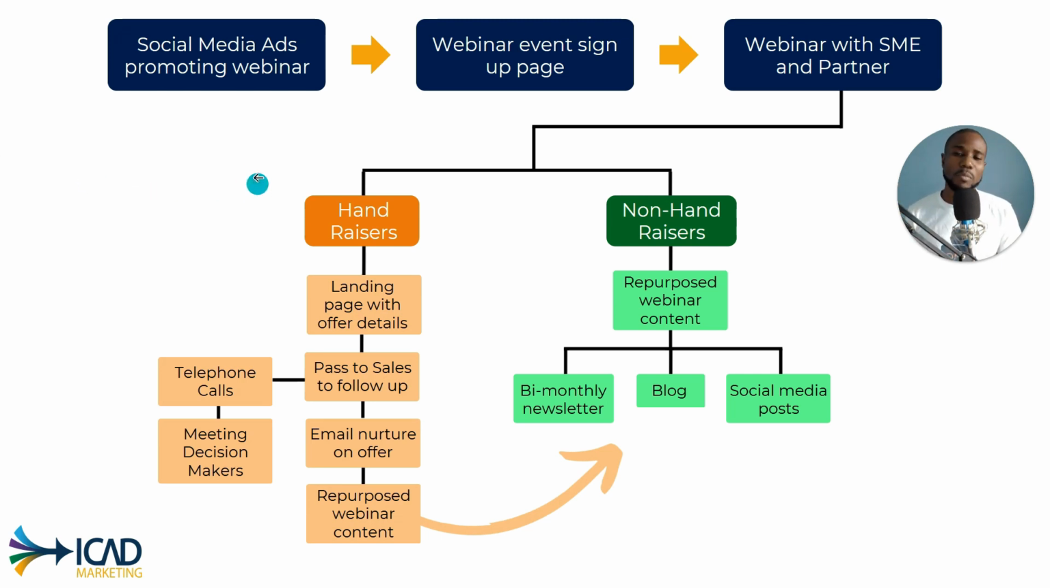So we ran social media ads promoting the webinar using our flyer creative, and that would lead people to the webinar event sign-up page where they could fill out their information to attend the second webinar. And then we hosted the webinar with our subject matter expert, who I mentioned we went to, to figure out what the top 3 challenges or topics were that the persona group we wanted to reach would be interested in.